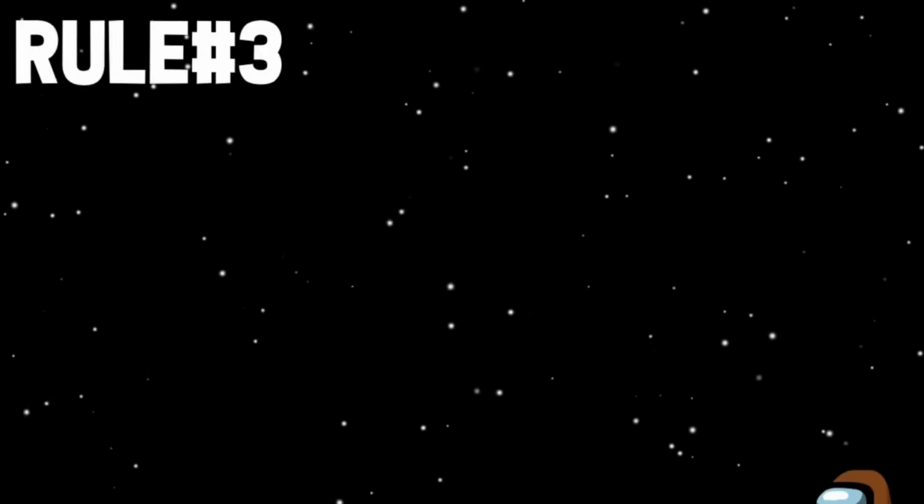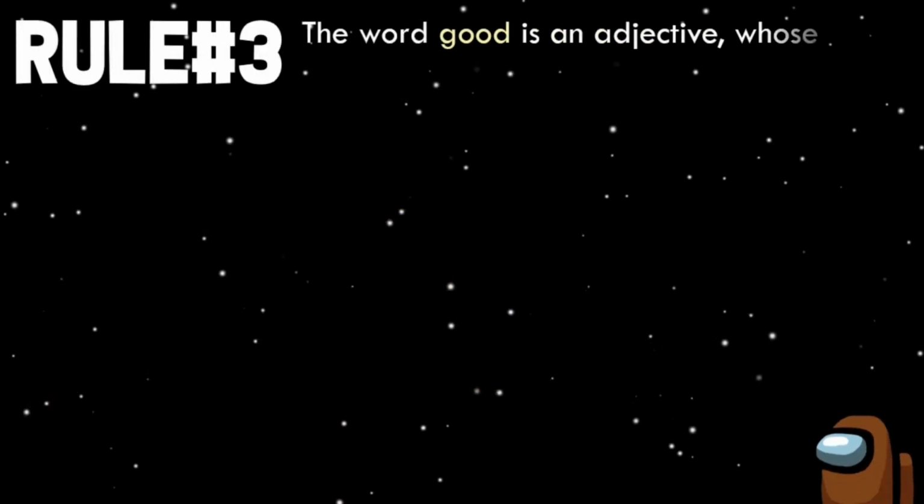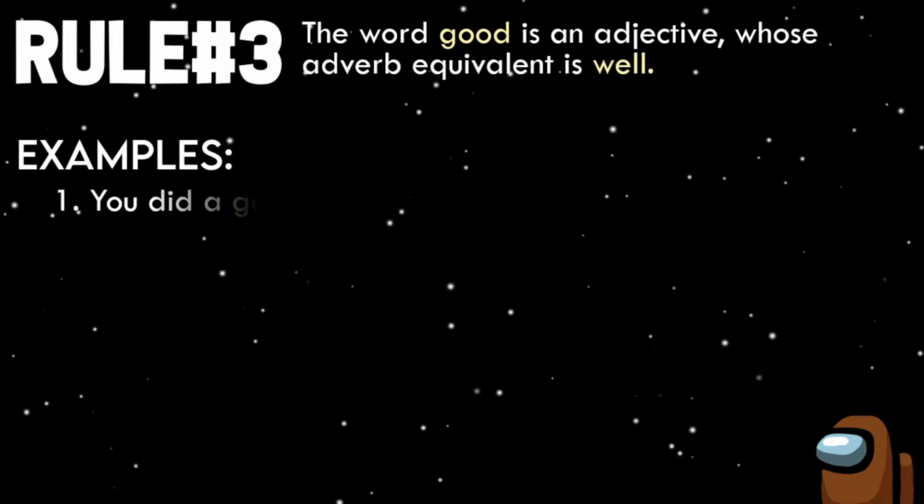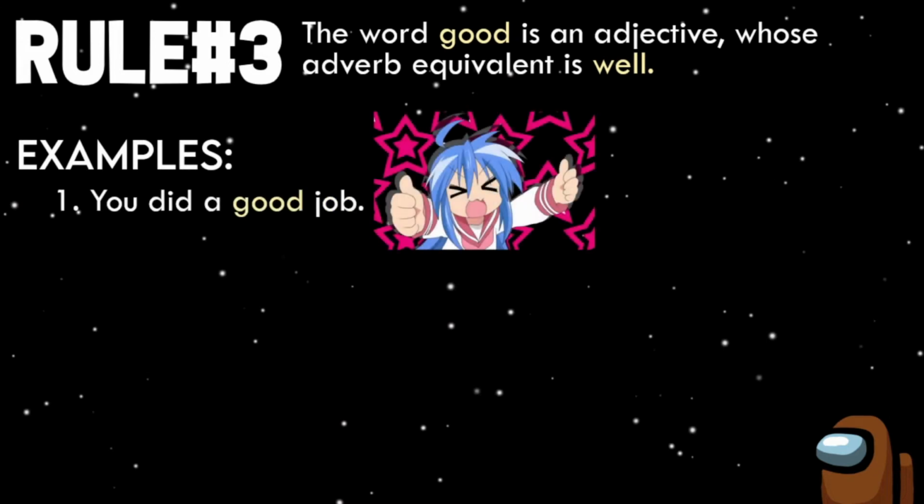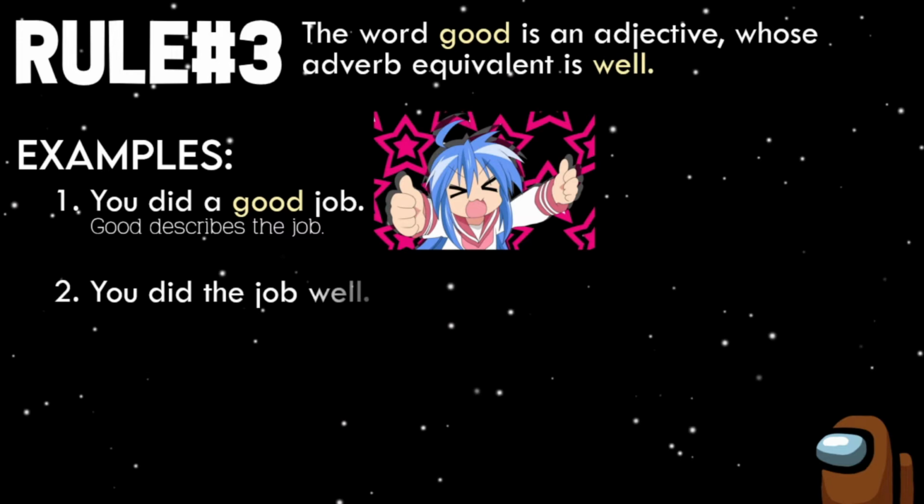Rule number 3. The word good is an adjective whose adverb equivalent is well. For example, he did a good job. Good is an adjective that describes the job. Compared to our second sentence, he did the job well. Well answers how. It was used as an adverb to the adjective good.